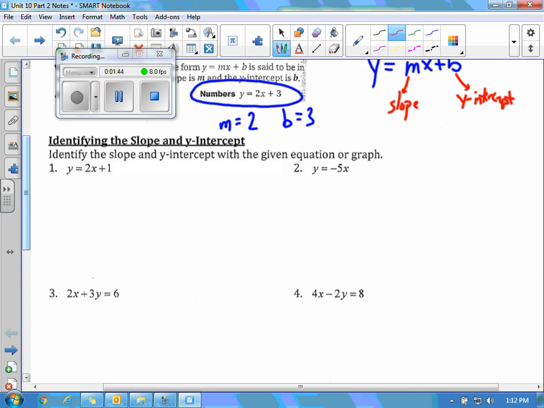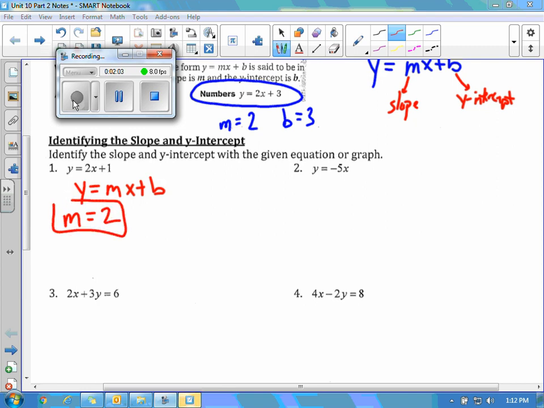If you remember, slope-intercept form is y equals mx plus b. So m is my slope, the number in front of the x. So m equals 2. My y-intercept, or my b, is then the constant number. Constant meaning the number without variable. So that's going to be 1.